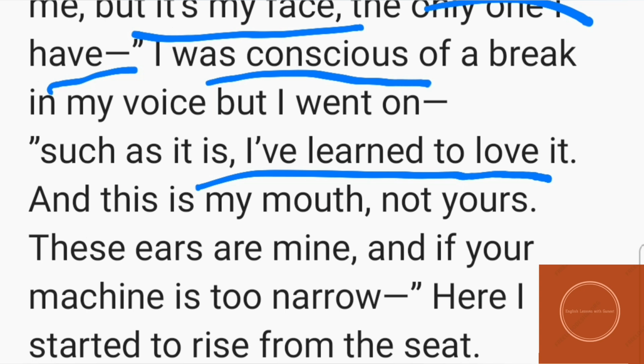These ears are mine, and if your machine is too narrow, here I started to rise from my seat. So at the time when the photographer also commented about the ears of the person, that you need to droop them, means you need to reduce them, the person means to say that my ears are not too large, I do not need to reduce them, but your machine is too narrow, so that is the problem with your machine and not with my ears or anything with me. So he was finally fed up, and he had lost all of his patience, and he just started to rise from his seat, because he was going to leave the photographer's studio.